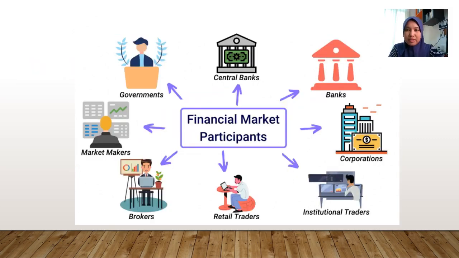Financial market participants. Now we must know who are the players in the financial market. First is central banks. In Malaysia, the central bank is Bank Negara Malaysia. Bank Negara Malaysia will monitor all the financial institutions in Malaysia, such as commercial banks, insurance, cooperatives, pension funds and so on. Number two is banks. We have commercial banks and investment banks. These are the institutions, the organizations, that receive money deposits and handle all the activities relating to financial purposes.